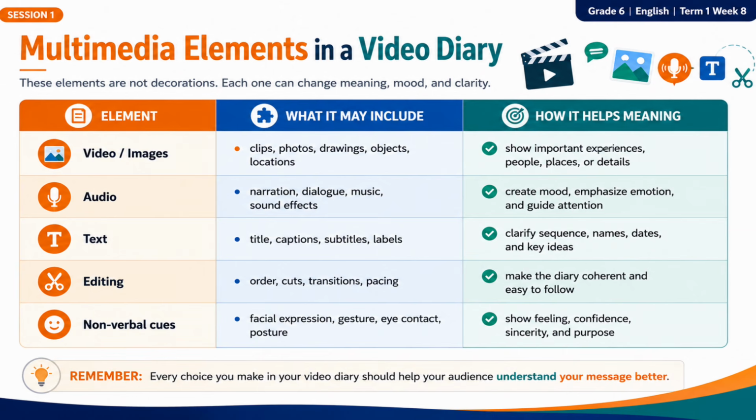Finally, we have nonverbal cues. These include facial expressions, gestures, eye contact, and posture. These cues can communicate feelings and attitudes even when the speaker does not say them directly. So remember, these elements are not simply decorations. Each one can affect meaning, mood, and clarity. As viewers, we should always ask, why did the creator choose this element, and how does it help the message?